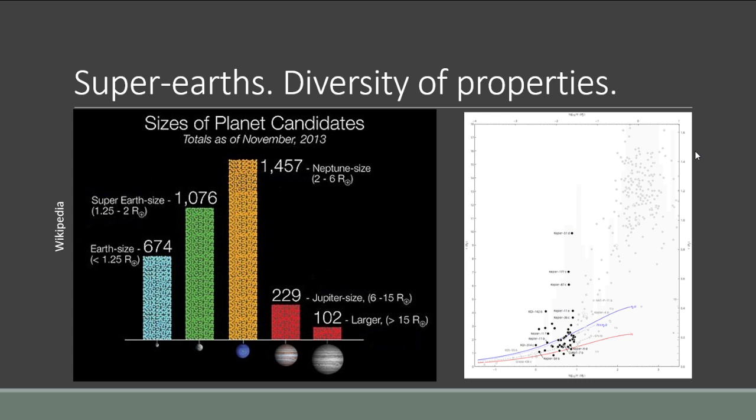So super Earths are planets in between, say, Earth and Neptune. So they are intermediate planets. They might be made out of rocky materials and ice in different proportions. So typically, planets slightly more massive than Earth are really super Earths. And planets closer to Neptune are sometimes called mini Neptunes, because it's expected they are dominated by ice in their composition.